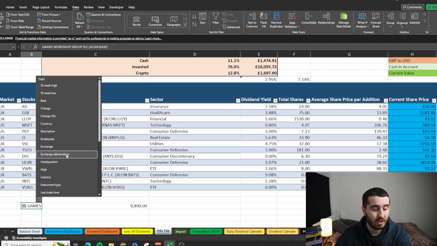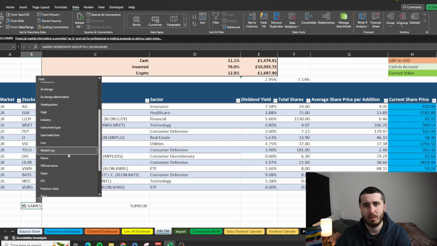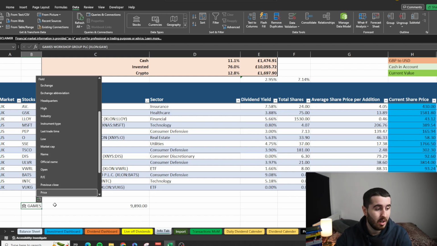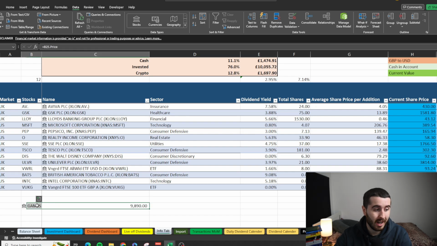You can't get dividend yield, which is painful. And I know with Google Sheets you can get a few other different ones, and if you download data, you can get quite a few. But for now, that's all I use. I just use price.